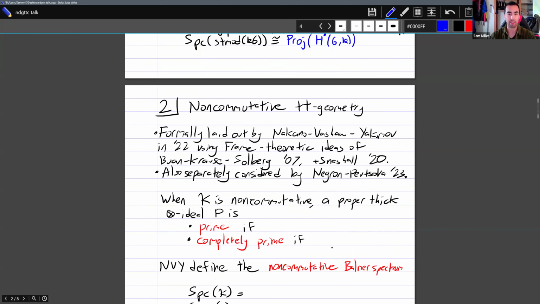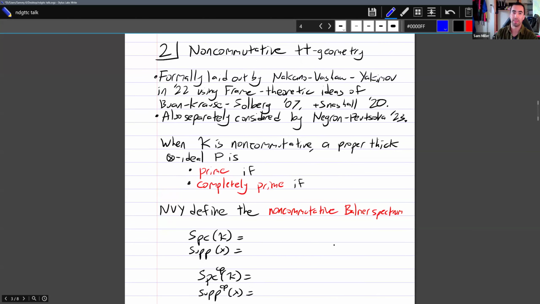All right, so let's move on to non-commutative tensor-triangular geometry. This was formally laid out by Nakano, Vashaw, and Milen Yakimov. The paper was published in '22, I think it's from 2019 or so. And this uses a lot of frame theoretic considerations that were pioneered by Jørgensen, Krause and Solberg in 2007, and then their companion piece, which added Snashall, that came out in 2020. This was also separately considered by Chris Negron and Julia Pevtsova in '23. There's a couple of small differences there that I'll touch upon later.